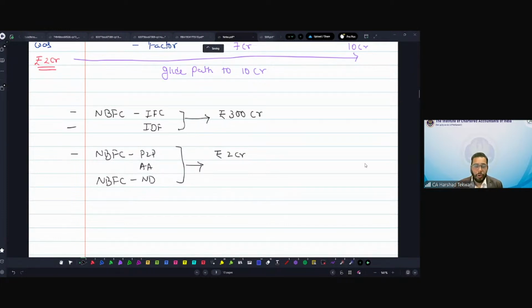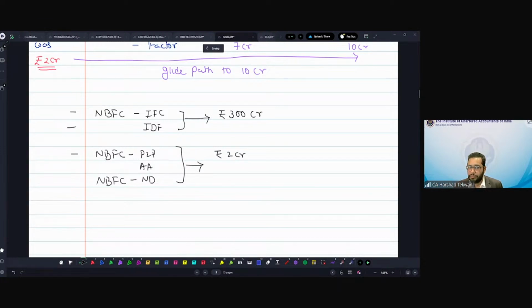Yes, you got the full form of IFC. So basically, when I talk about NBFC-IFC, it is infrastructure finance company. And IDF is the infrastructure debt fund company. Any other doubts?